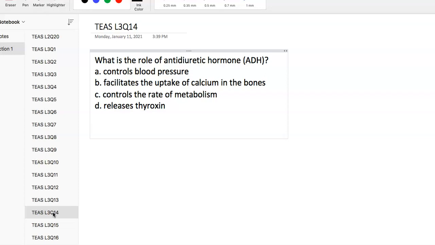ADH helps to control blood pressure by acting on the kidneys and the blood vessels. Its most important role is to conserve the fluid volume of your body by reducing the amount of water passed out in the urine.